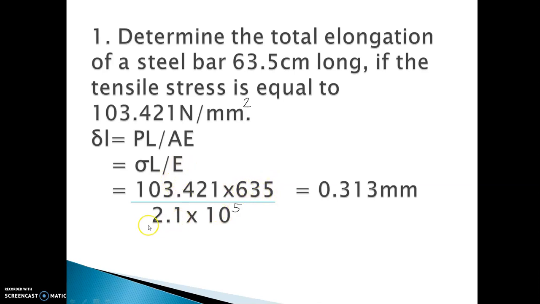E is Young's modulus, which is equal to 2.1 into 10 raised to 5 Newton per millimeter square, because it is given in the question that it is a steel bar. So for a steel bar, you must always remember that the Young's modulus is 2.1 into 10 raised to 5 Newton per millimeter square. Substituting in this equation, you will get delta L is equal to 0.313 millimeter.